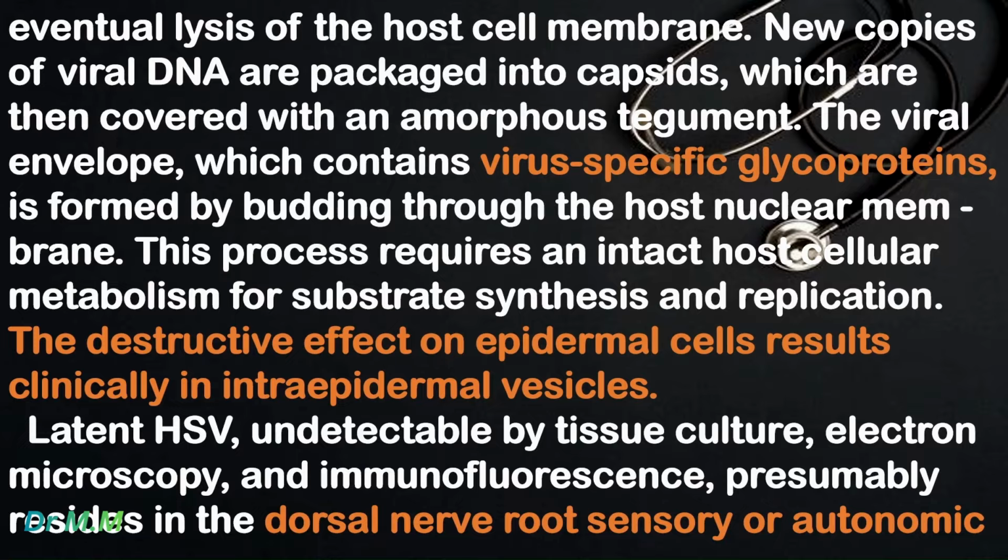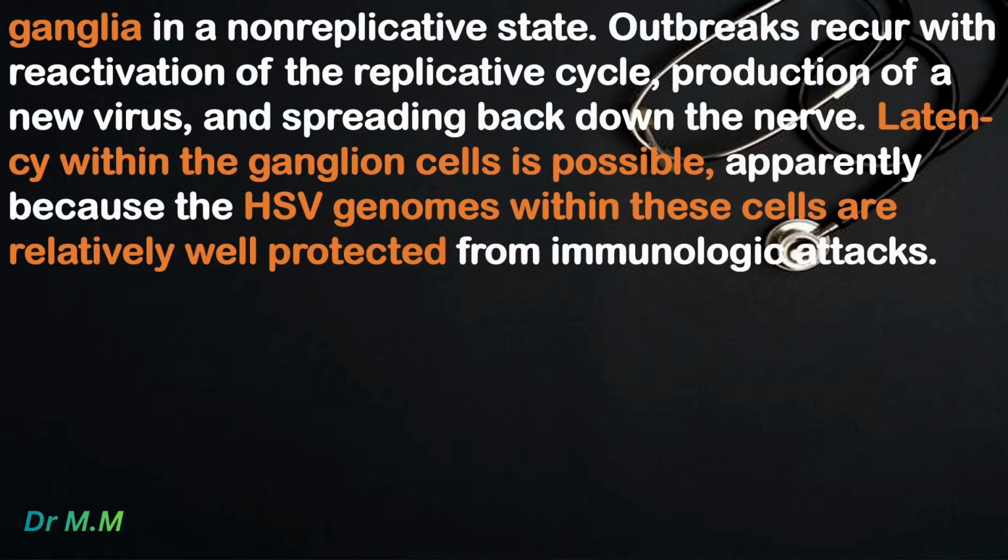Latent HSV, undetectable by tissue culture, electron microscopy, and immunofluorescence, presumably resides in the dorsal nerve root sensory or autonomic ganglia in a non-replicative state. Outbreaks occur with reactivation of the replicative cycle, production of new viruses, and spreading back down the nerve. Latency within the ganglion cells is possible apparently because the HSV genomes within these cells are relatively well protected from immunologic attacks.